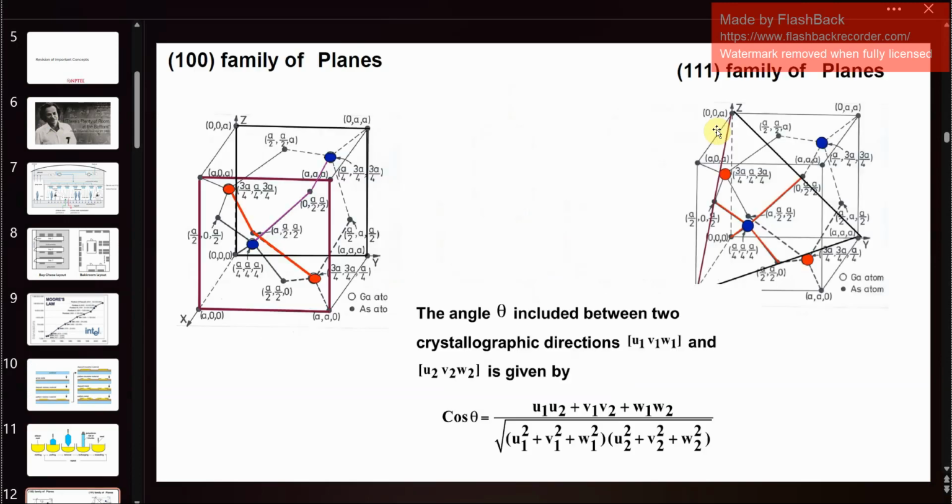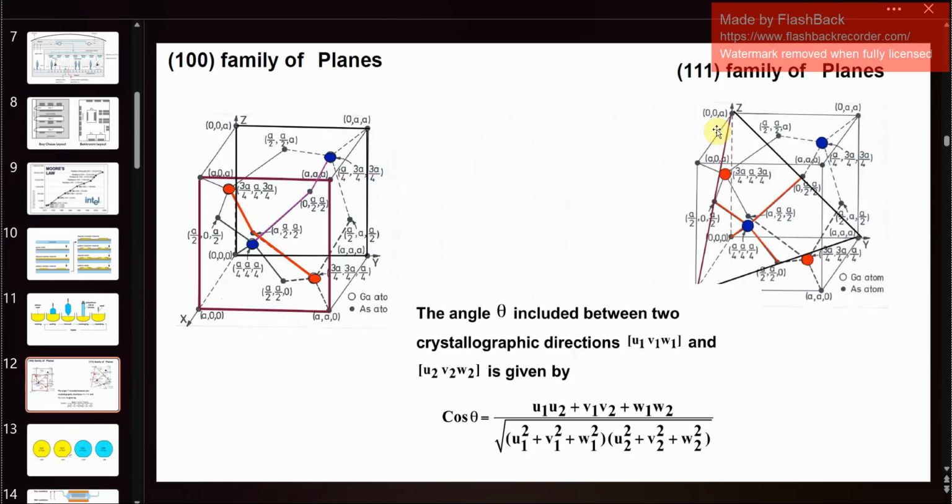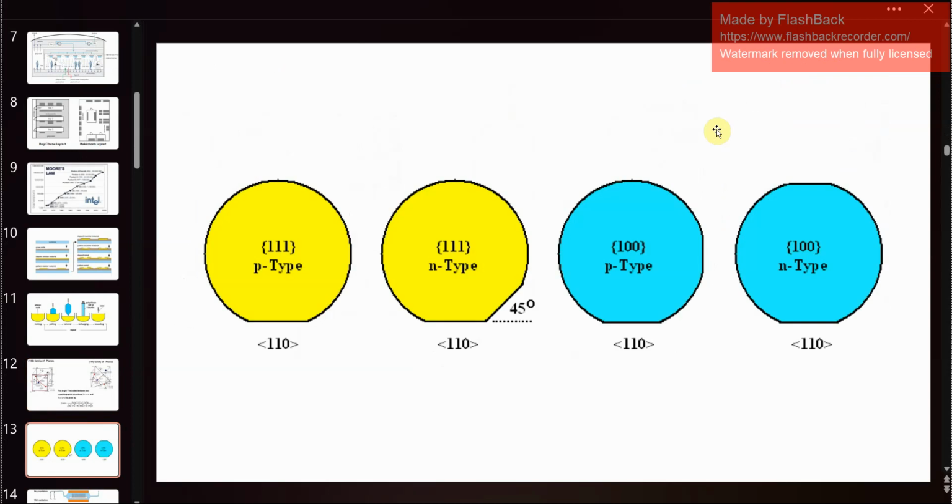So this is how the wafers are made. This is how the planes are designated in a unit cell. It is the 110 plane and it is the 111 plane, and the angle between the two planes can be given by this formula. This is a very important point you need to keep in mind, because it might be asked again.